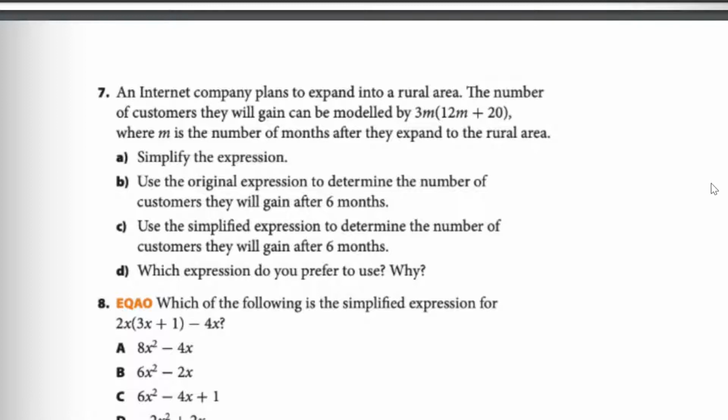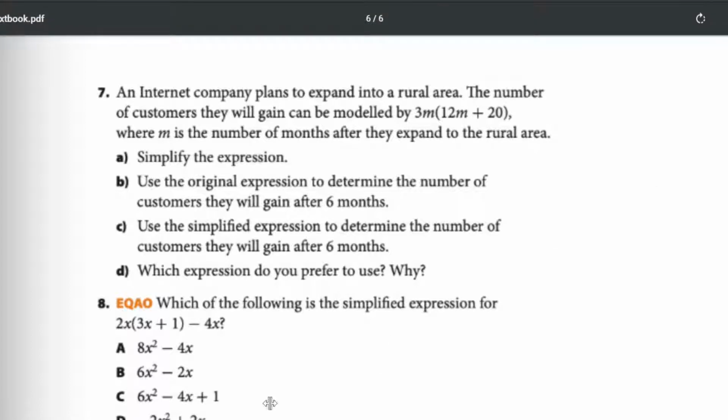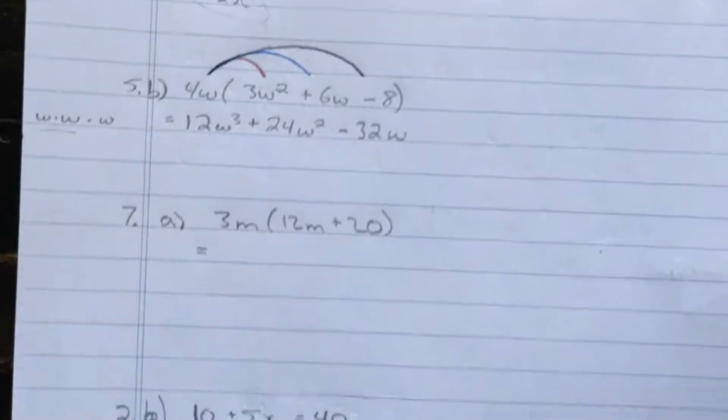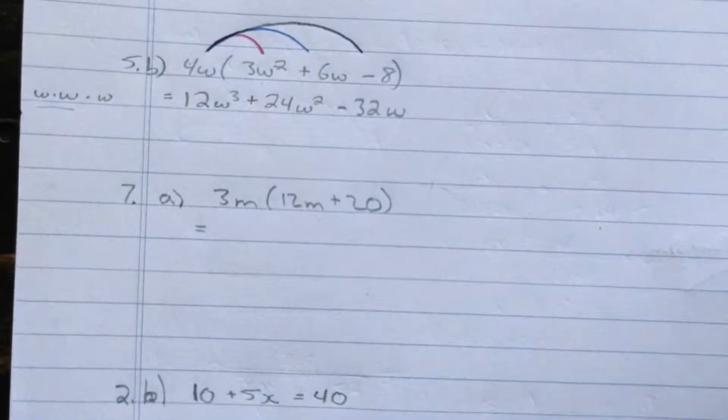In our case here, we're just working on simplifying that, and then we're going to calculate, using that original expression, the number of customers they gain after 6 months, and then use our simplified expression from A to determine the number of customers they gain after 6 months, and then see which version we prefer. And that one would be more of an opinion type of question. So if we do that, I have the initial question here written down. We want to simplify that, and to simplify that, we have to expand it.